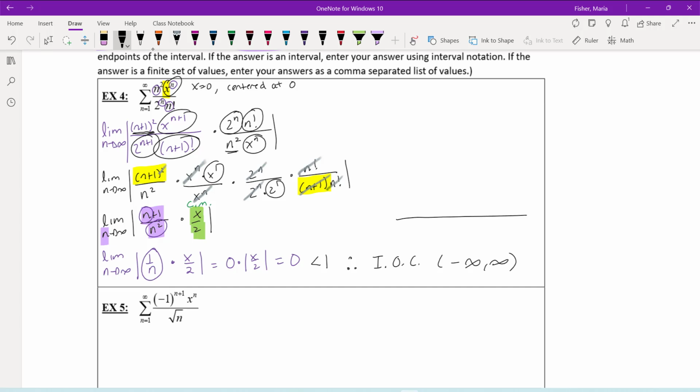So if you think about it on a number line, if this is 0, what I just told you is that I don't care what number you put in for x. You can put any number in under the sun. This power series will always converge.